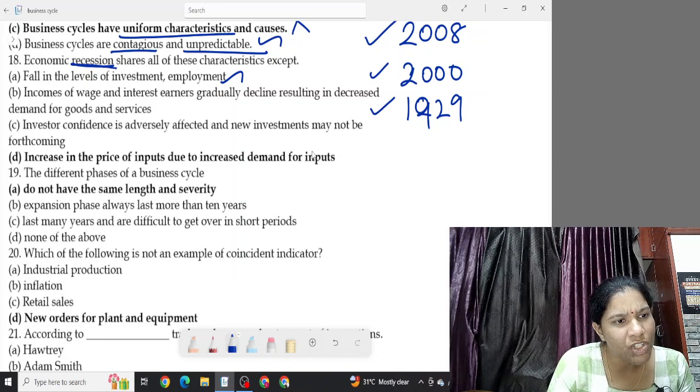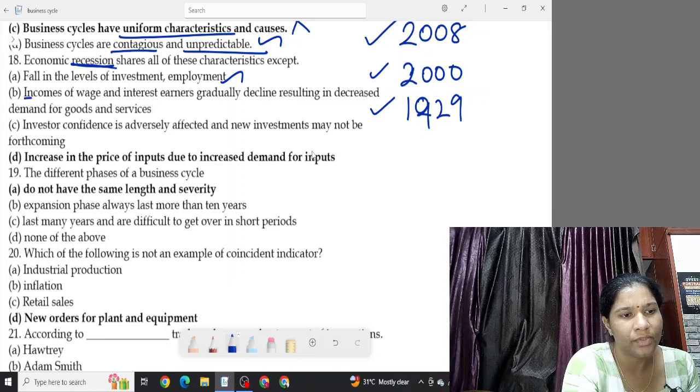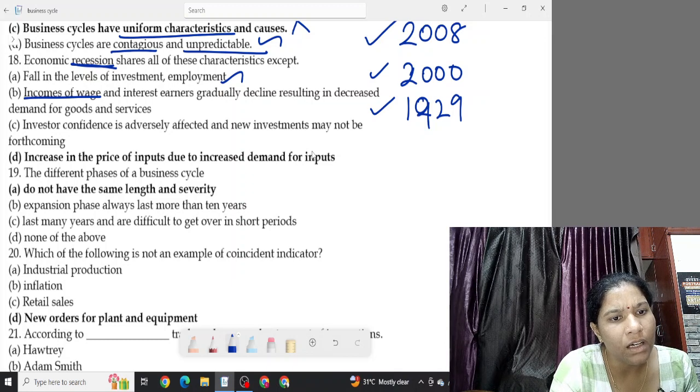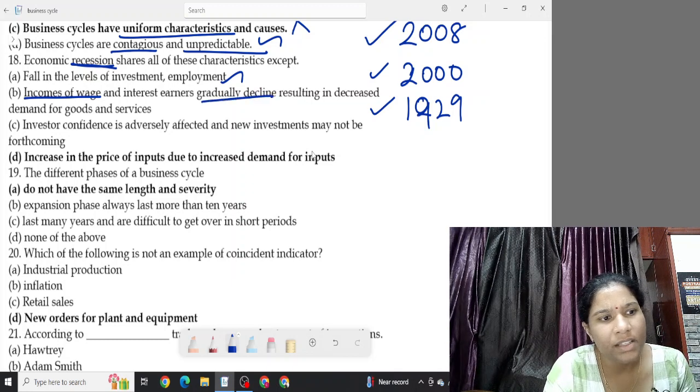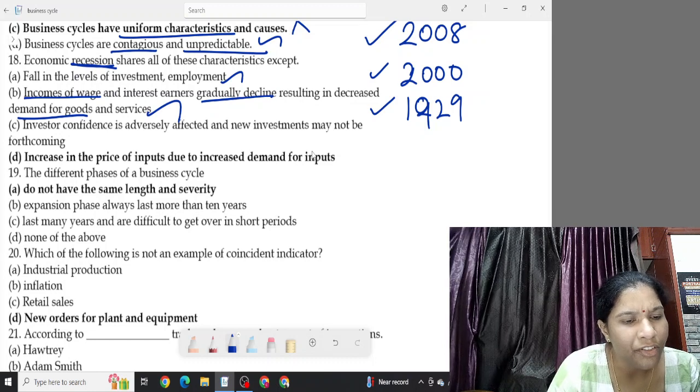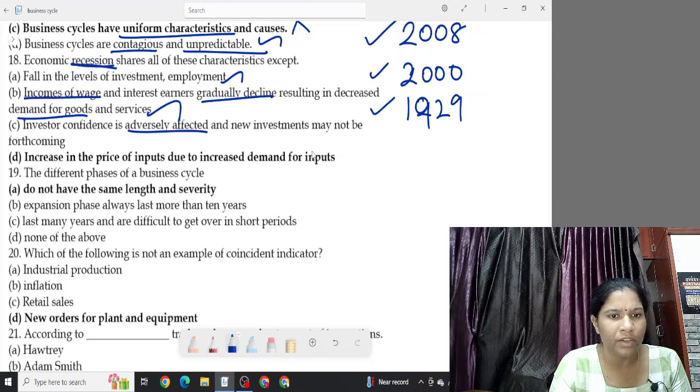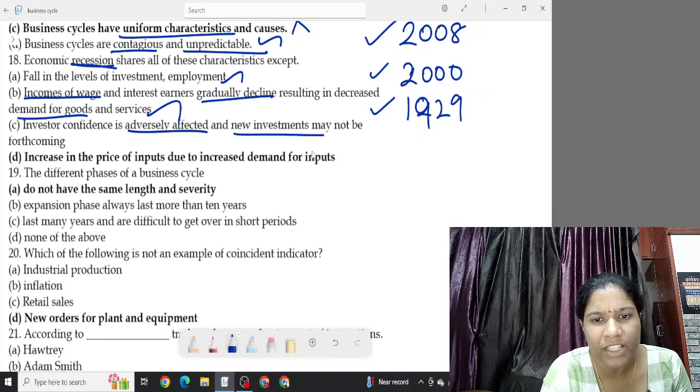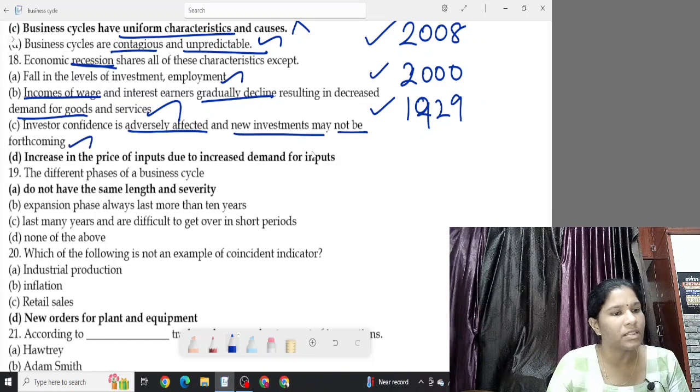Incomes of wage, that is earnings, will go down. Interest earnings gradually decline, resulting in decreased demand. Yes, this is also correct. And then investor confidence is adversely affected because nobody will invest during recession, correct. And new investments may not occur. Yes, this is also correct.